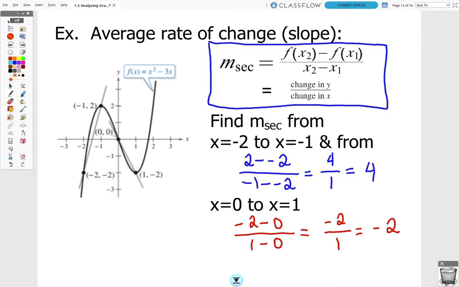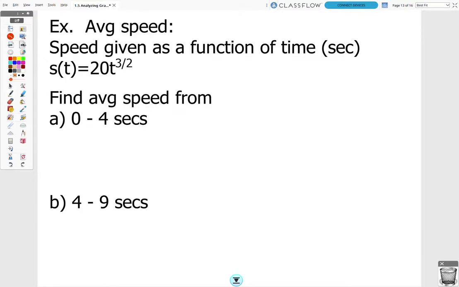One application of average rate of change is something that we call average speed. Again, if you look down at the speedometer when you drive and you're like, okay, how fast am I going right now? You can find out how fast you're going right then. But as we know, we don't always keep a constant speed.